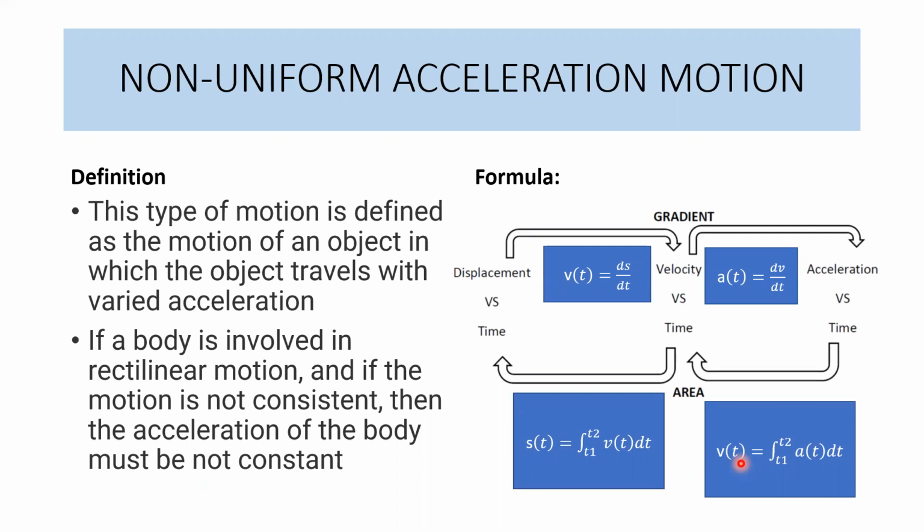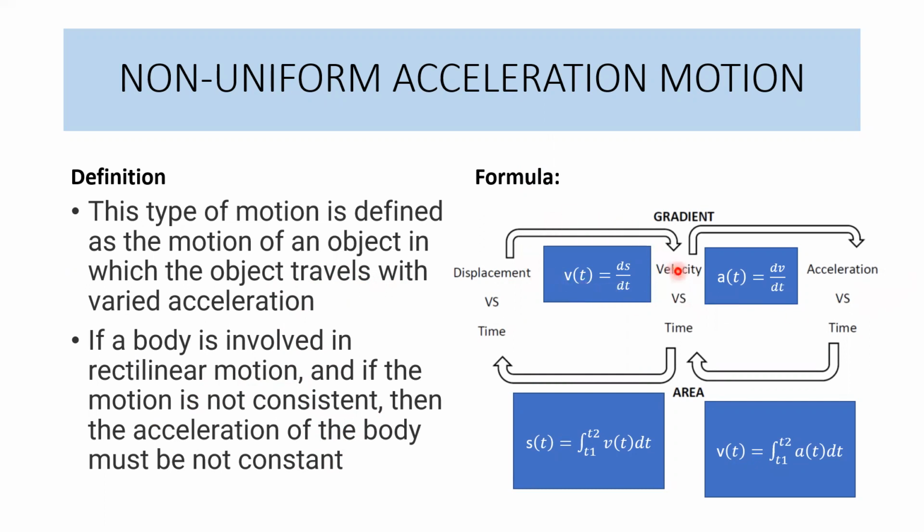For non-uniform acceleration motion, this type of motion is defined as the motion of an object in which the object travels with varied acceleration, meaning the acceleration is not constant. If a body is involved in rectilinear motion, and the motion is not consistent, then the acceleration of the body must not be constant. The formula is different from the equations of motion. The formula starts from displacement versus time, and then velocity versus time, acceleration versus time.